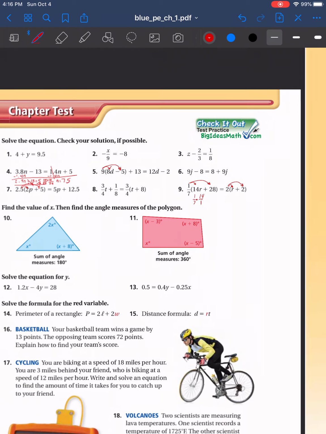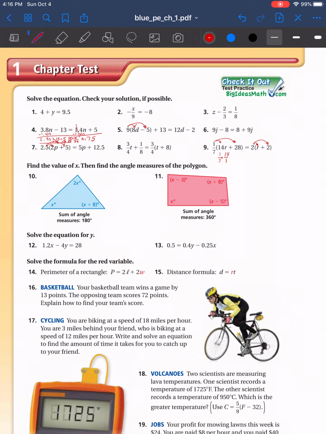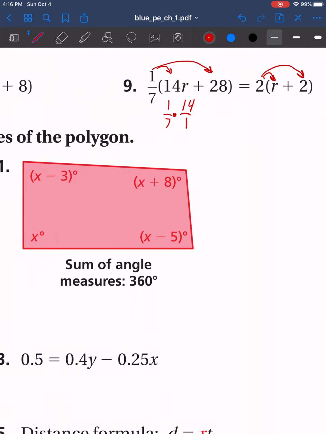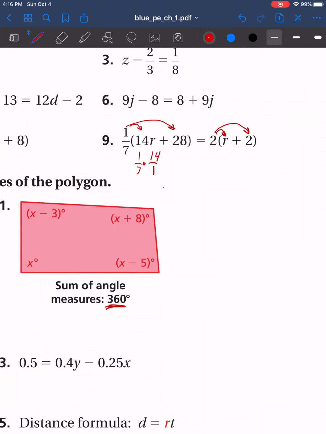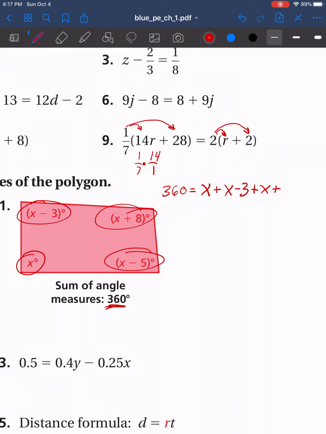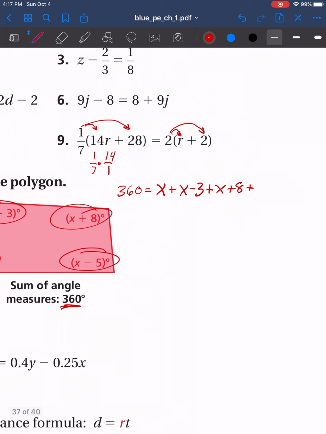11 says, find the value of x and then find the measures of each of the angles. So let's go and get started. I know the whole thing equals 360, okay? So my equation is going to be 360 equals, and now I'm just going to start at the x over here and then just keep going around and around. I do not need to put in my parentheses, okay? So I'm going to say the bottom one was x plus, and I'm going to do this next one, x minus 3 plus x plus 8 plus x minus 5.